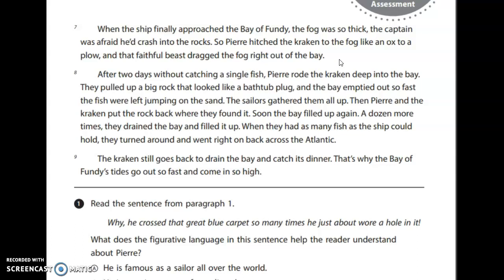Then Pierre and the Kraken put the rock back where they found it. Soon the bay filled up again. A dozen more times they drained the bay and filled it up. When they had as many fish as the ship could hold, they turned around and went right back across the Atlantic. The Kraken still goes back to drain the bay and catch its dinner. That's why the Bay of Fundy tides go out so fast and come in so high.